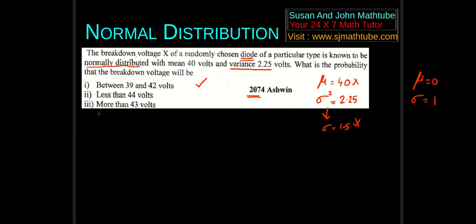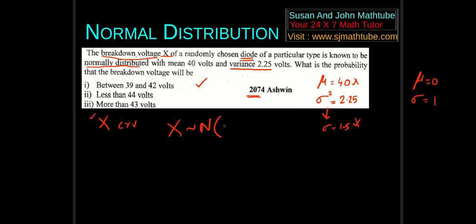Okay. So what we do is, let's call the breakdown voltage capital X. So you can note like this: let capital X be the continuous random variable associated with the breakdown voltage of a randomly chosen diode. So capital X follows normal distribution.